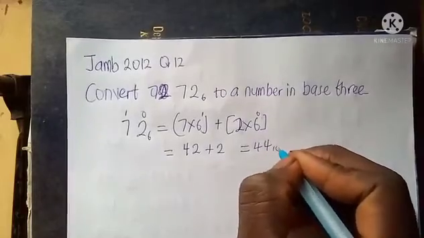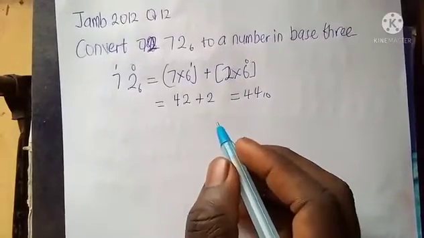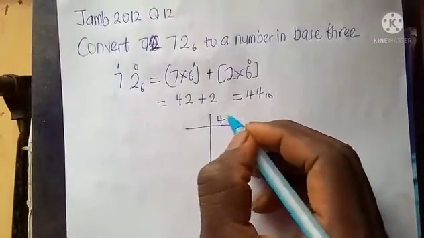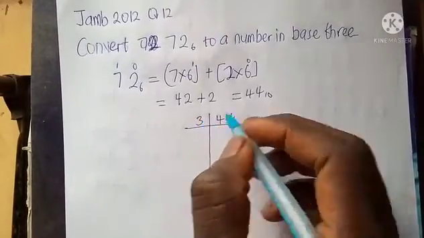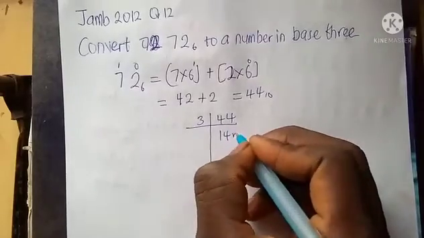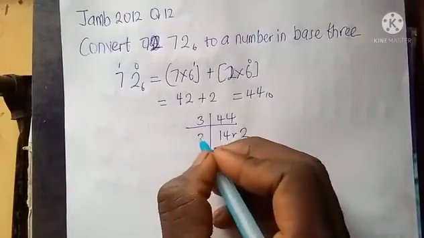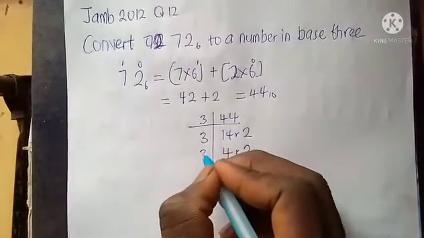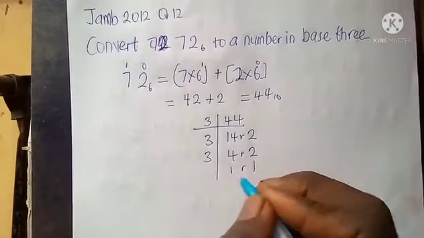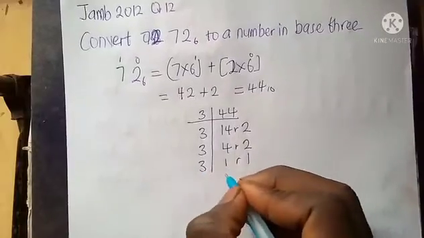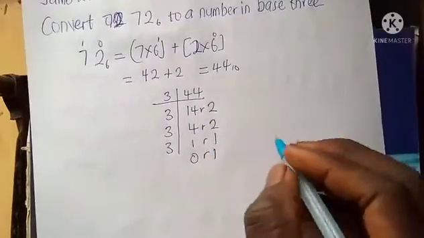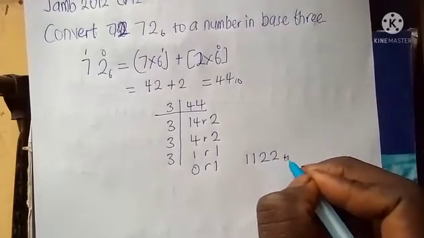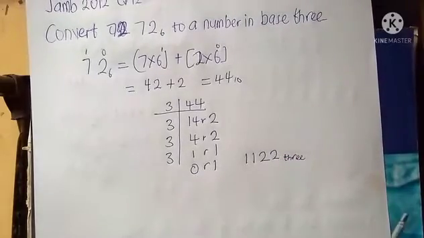So that's base 10. We are now asked to convert into base 3. So we draw the cross, 44 base 3. 3 in 44 is 14, remainder of 2. 3 in 14 is 4, remainder of 2. 3 in 4 is 1, remainder of 1. 3 in 1 is 0, remainder of 1. So the answer is 1122 base 3.